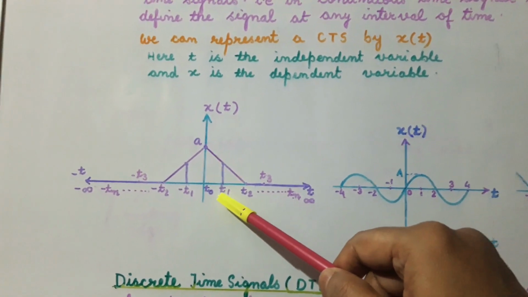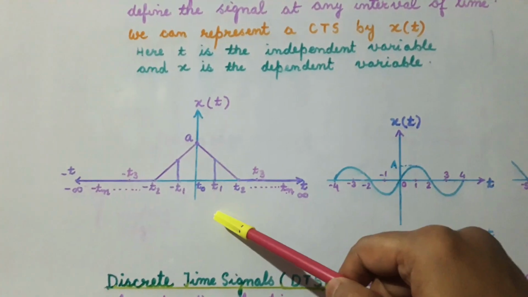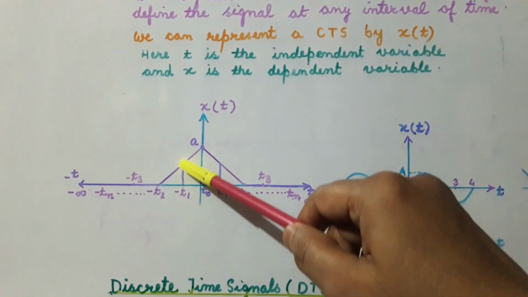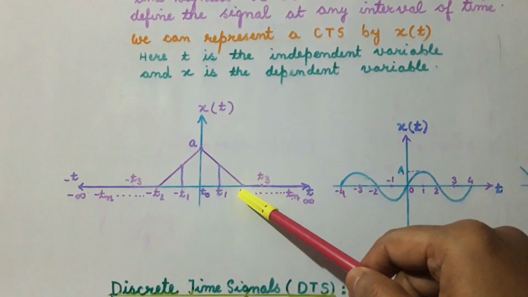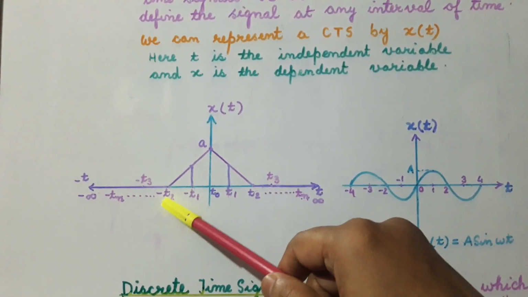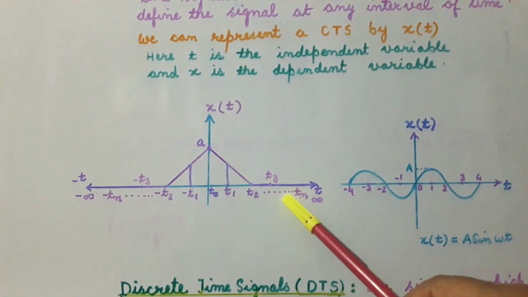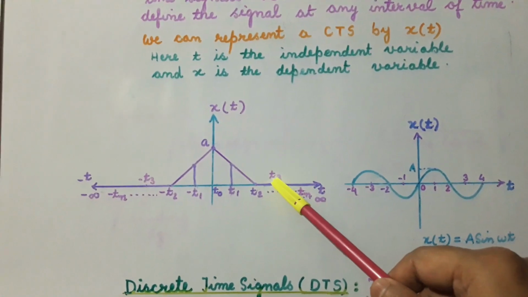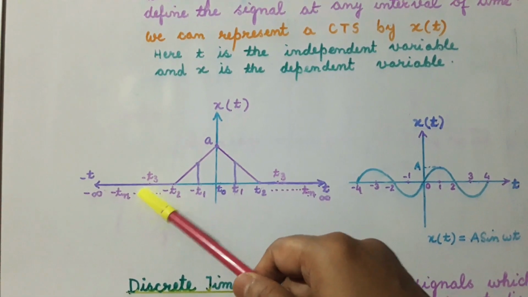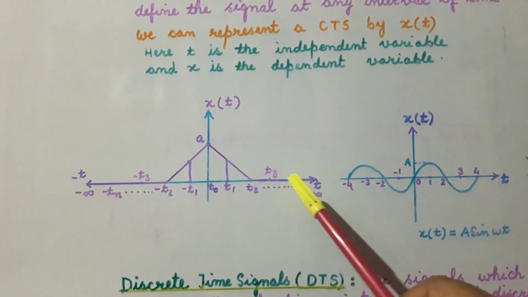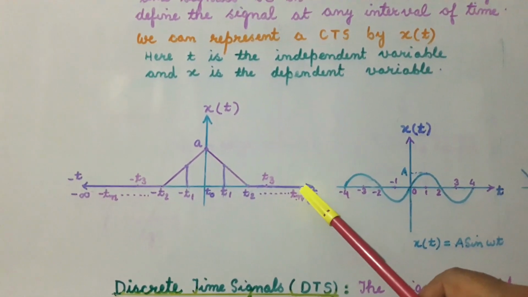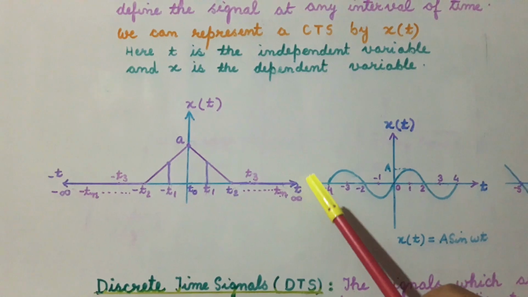And the value of this x(t) at t1 is equal to this much. Similarly, the value at minus t1 is this much. The value of x(t) is 0 at t2. The value of x(t) is again 0 at minus t2. The value of x(t) is 0 at t3. The value of x(t) is again 0 at minus t3. Similarly, we can find the value at t4 is also 0, at t5 is also 0, and so on.